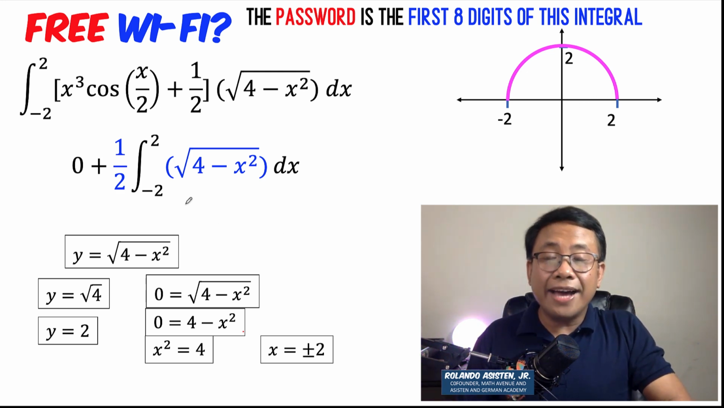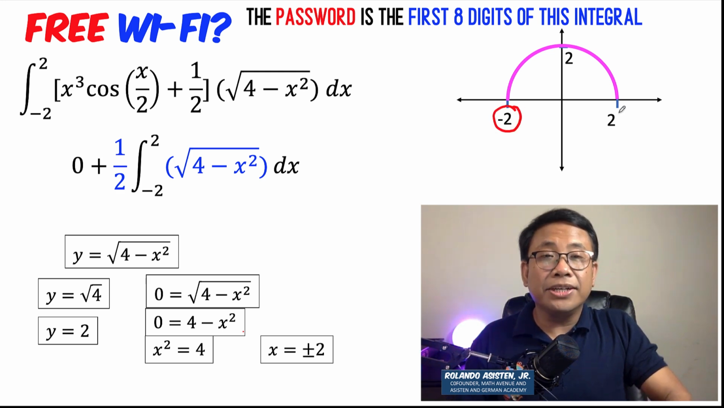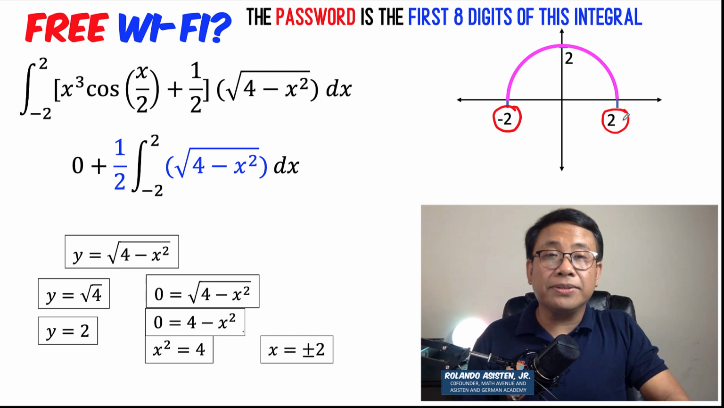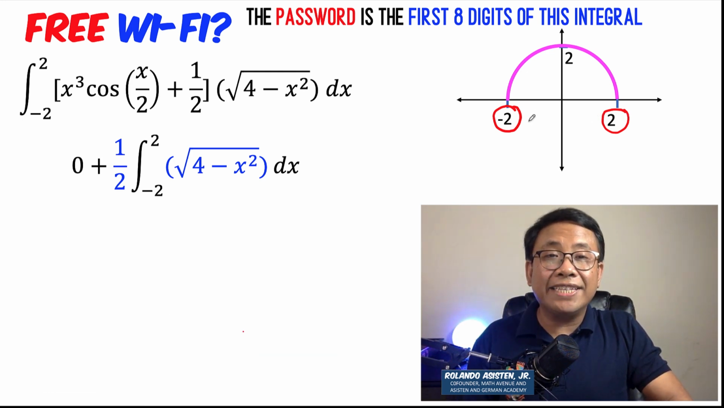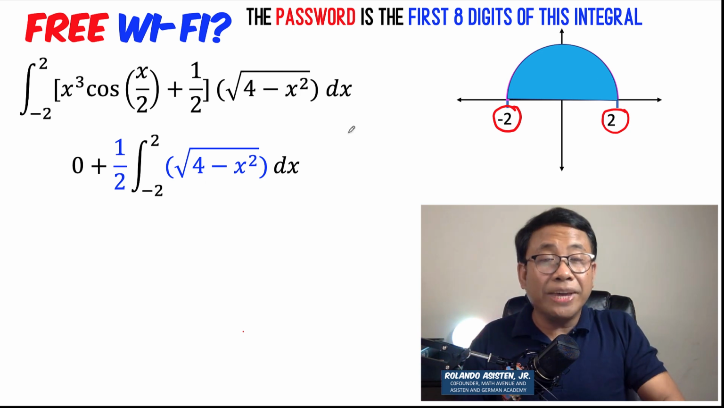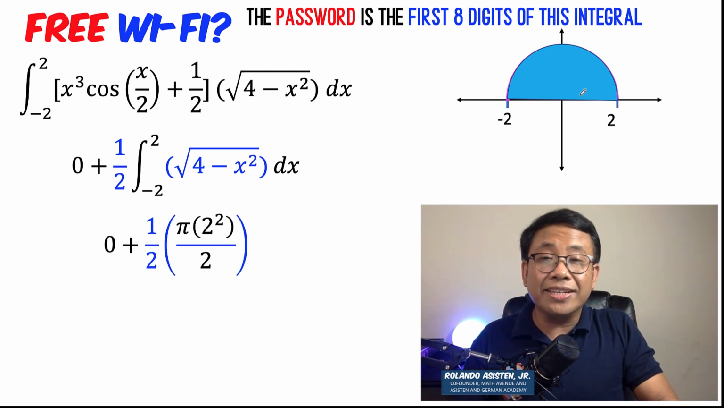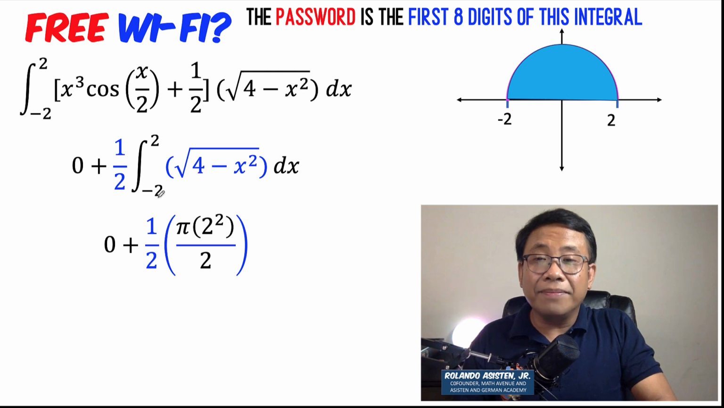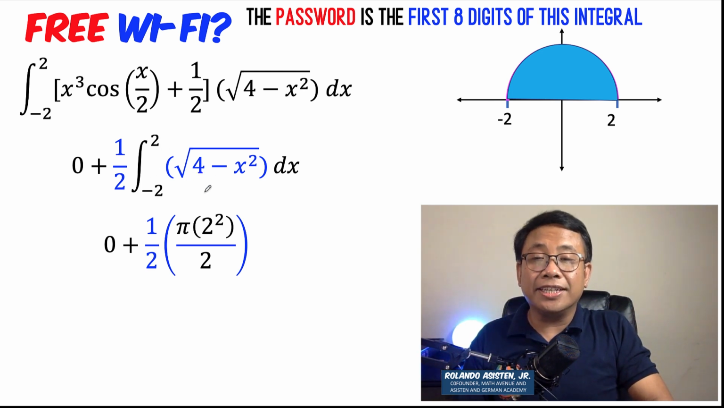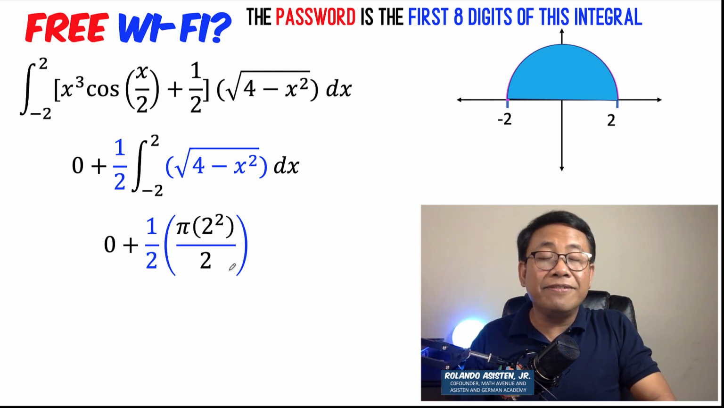And since our idea of definite integration is the area under the curve from the lower limit of integration, which is negative 2, to the upper limit of integration, which is positive 2, then what we are after here is the area of this semicircle. We can easily find that because we know that the radius is 2 units. Therefore, this definite integral from negative 2 to positive 2 of the function, the square root of 4 minus x squared dx, is just pi r squared divided by 2, or the area of this semicircle. So the numerator here is the formula for the area of a circle, and we divide by 2 to get the area of the semicircle.